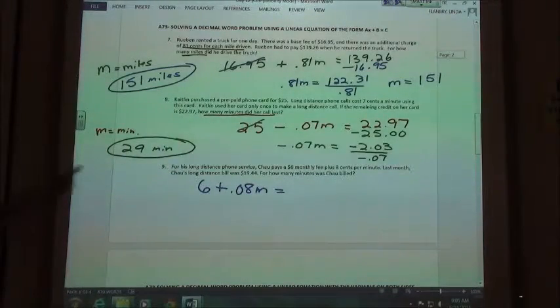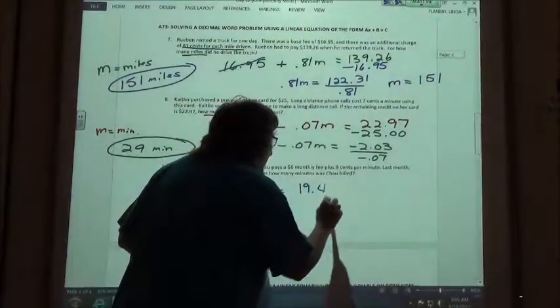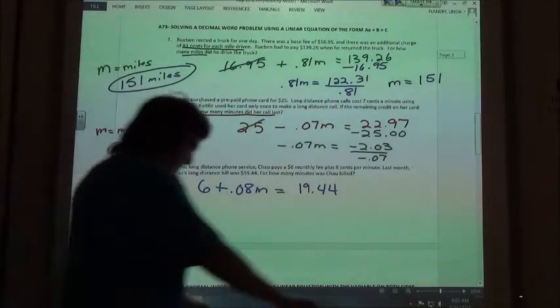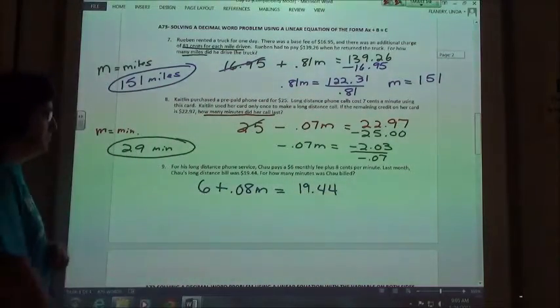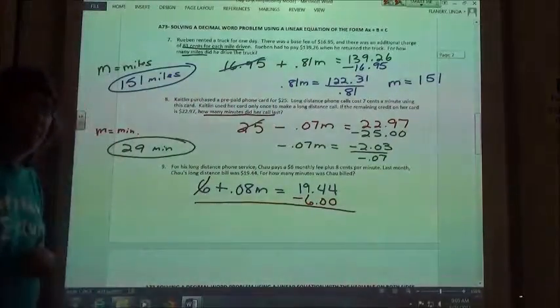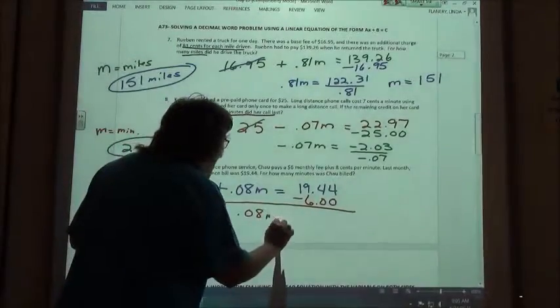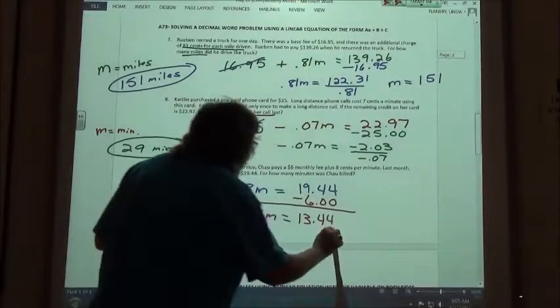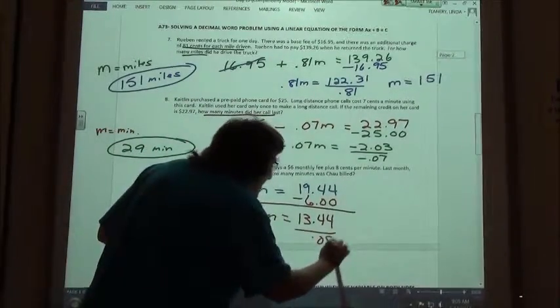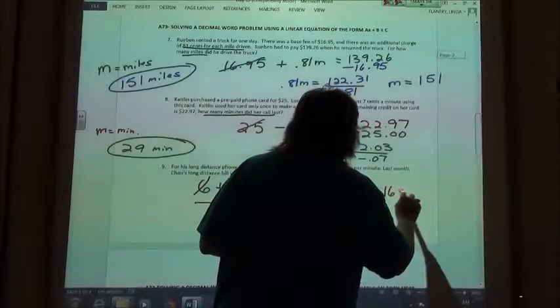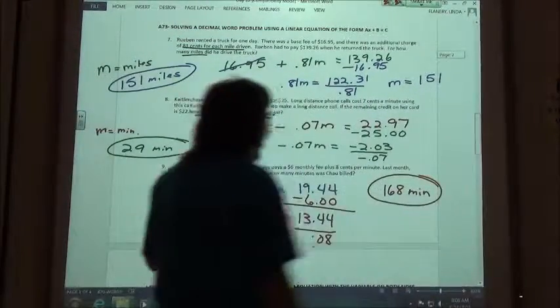Yeah. My bill, $19.44. So in order to solve that, I would minus that $6 monthly fee first. So 0.08 M is going to equal 13.44. And then if I divide by my 8 cents a minute, 168 minutes is how much he was billed for.